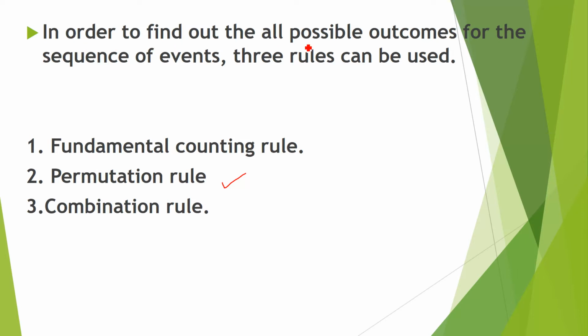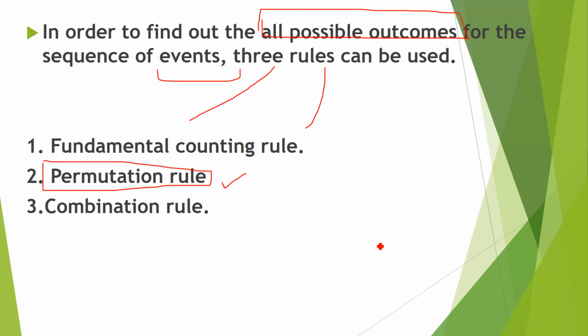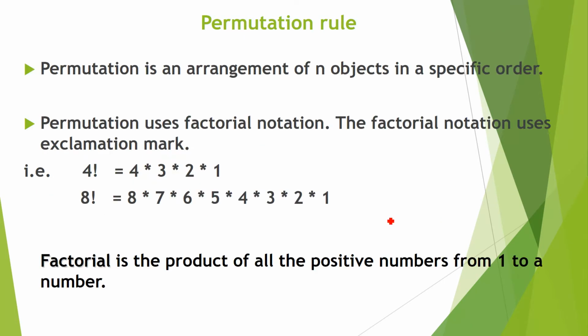In order to find all the possible outcomes, I am going to explain one more time why we use these rules. In order to find all the possible outcomes for a sequence of events, suppose you have two events or three events and you want to find all the possible outcomes, then you have to use these three rules. The first one is the fundamental rule, the second one is permutation, and the third is combination. So we are here: the permutation rule.